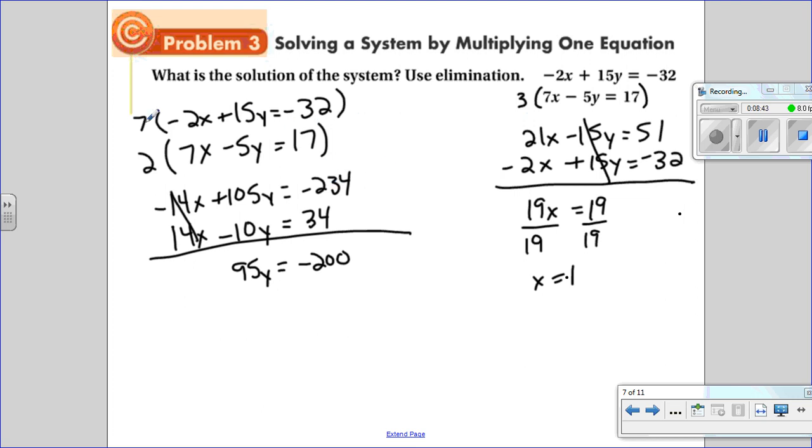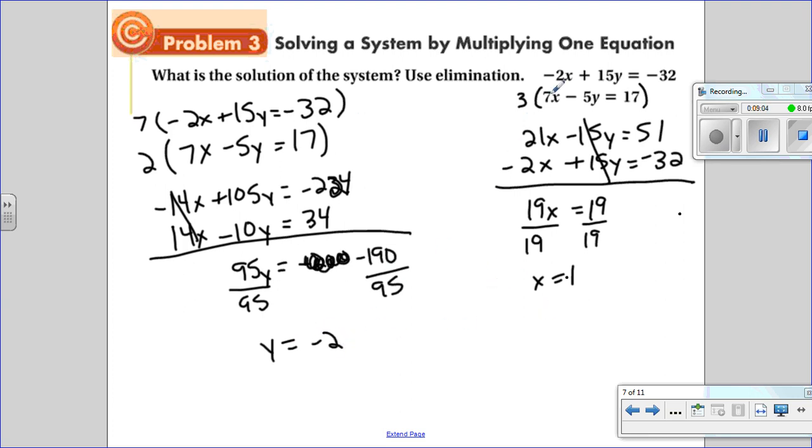Sorry, I figured out where I messed up. 2 times negative 32 is not negative 234, it's negative 224, which means that this becomes negative 190. Divide by 95, and y equals negative 2.